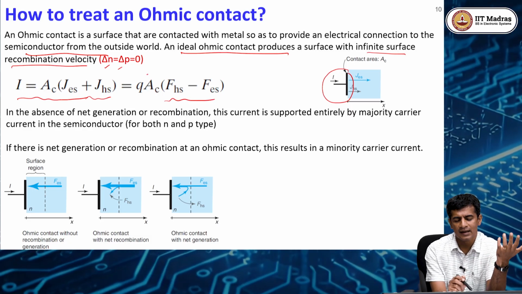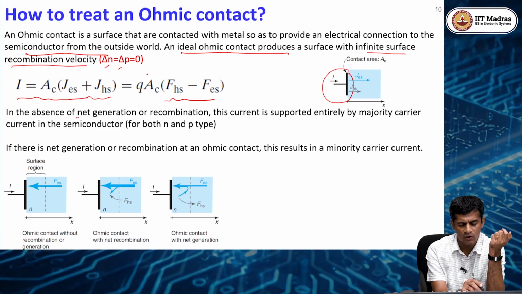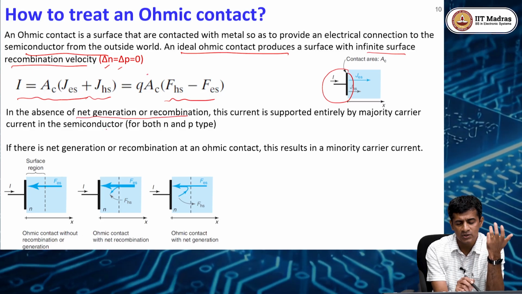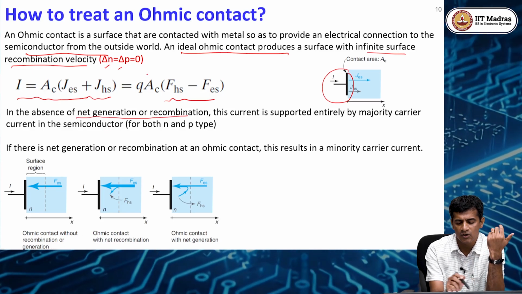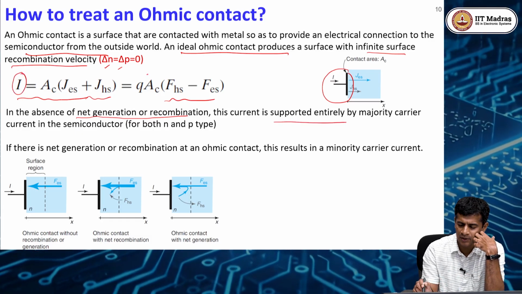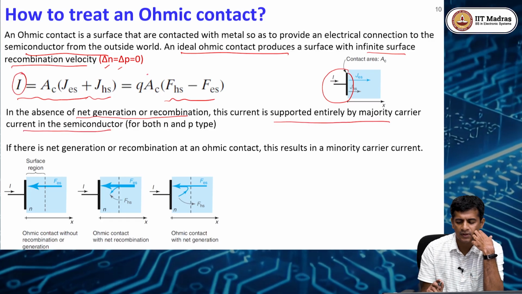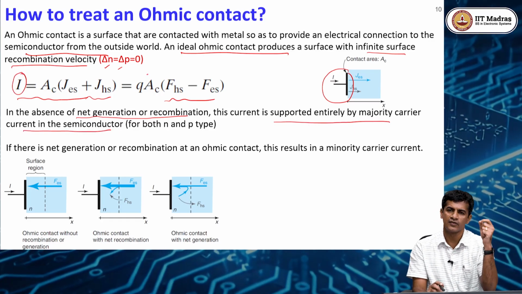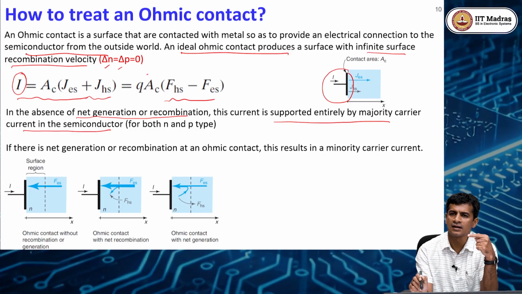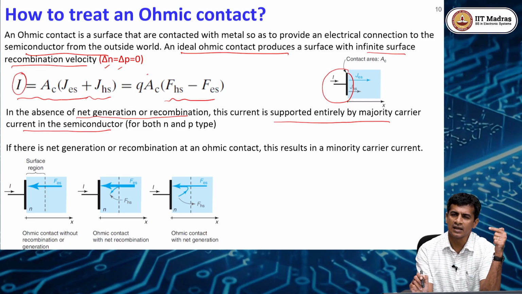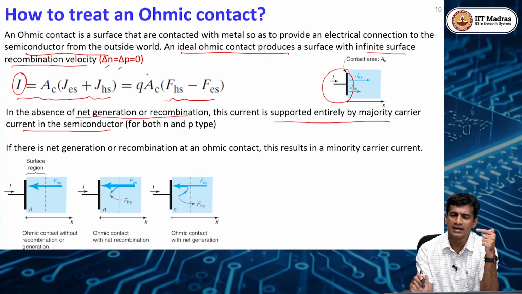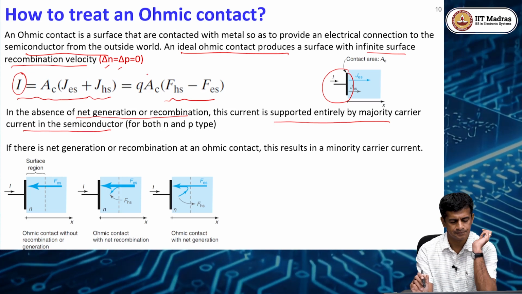In a general case, at this contact also there could be a net generation or recombination, right? So in an ideal case, if there is no net generation or recombination, whatever this current is, it is entirely supported by majority carrier current, right? If you make an ohmic contact to an n-type material, whatever current comes inside the semiconductor becomes an electron current. Suppose you are making an ohmic contact to a p-type material, whatever current comes inside the material becomes the hole current.